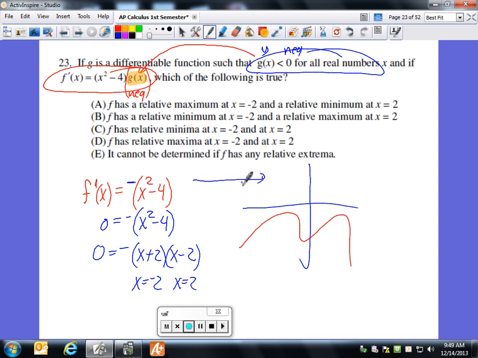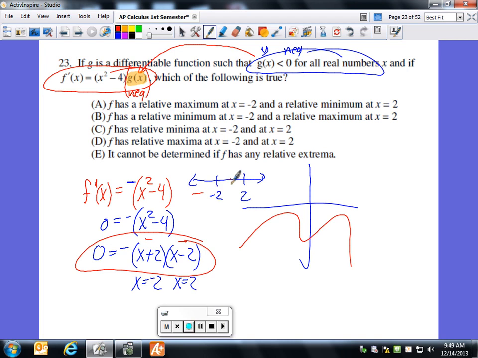So let's go to the number line. Negative 2 and a positive 2. And we want to see which one of these is correct as far as what it mentions. So let's look at sign tests real quick. If I choose a number in this interval, let's say negative 3, and I put it here, negative 3 plus 2 is a negative. Negative 3 minus 2 is a negative. And negative times another negative is going to give me a negative answer.